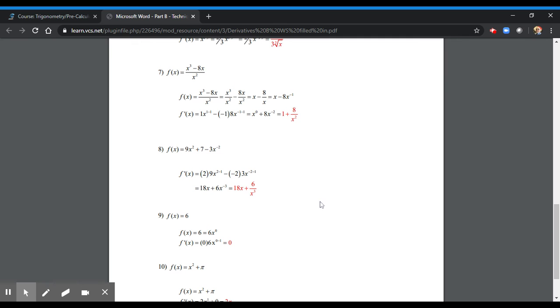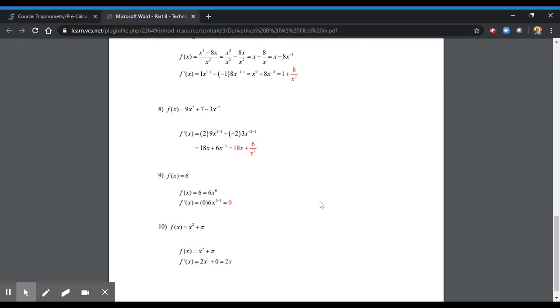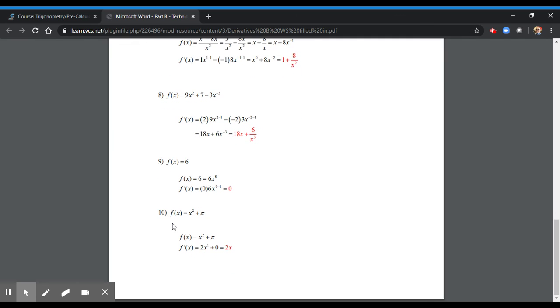Number 9 is super easy. The derivative of a constant is just 0. And finally, number 10, I've got x squared plus pi. Well, pi is just a constant, so the derivative of that is just going to be 0. And the derivative of x squared is just 2x. So I'm just left with 2x. So not too hard.